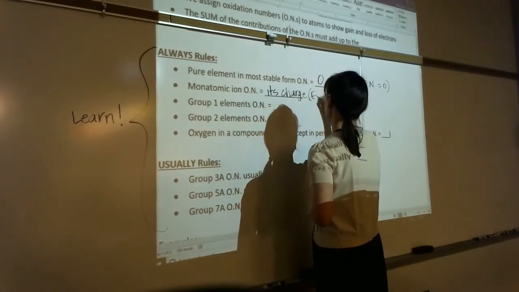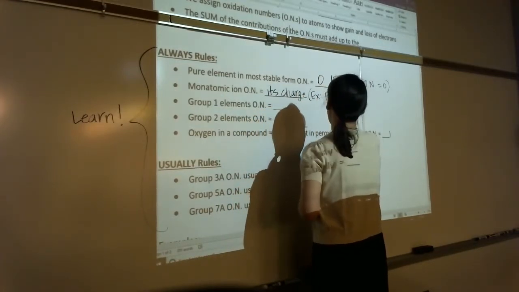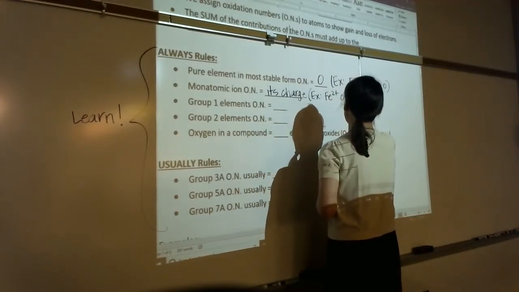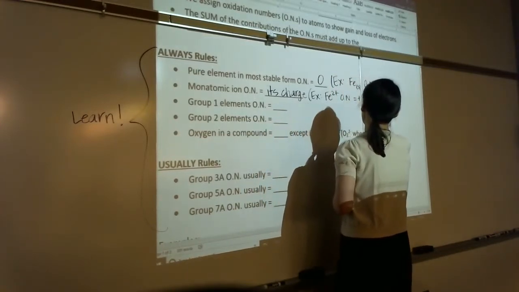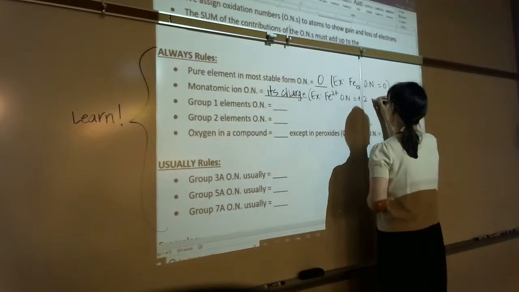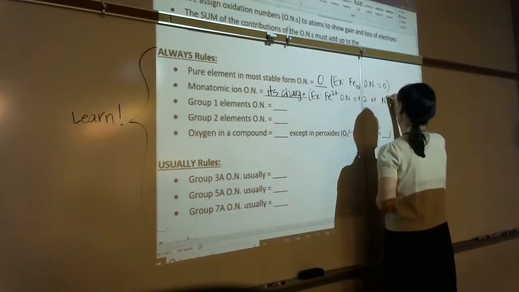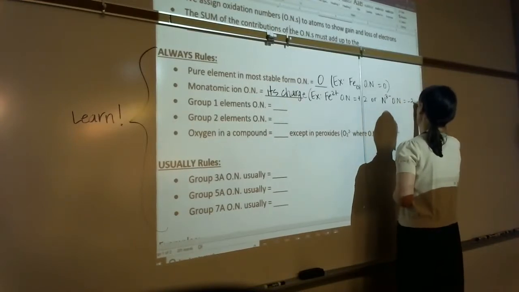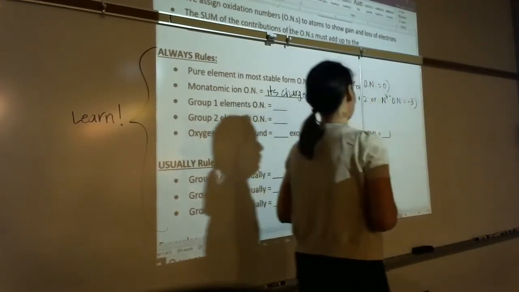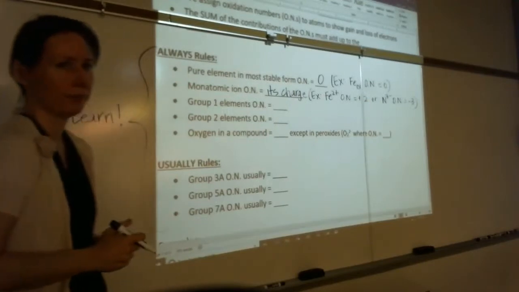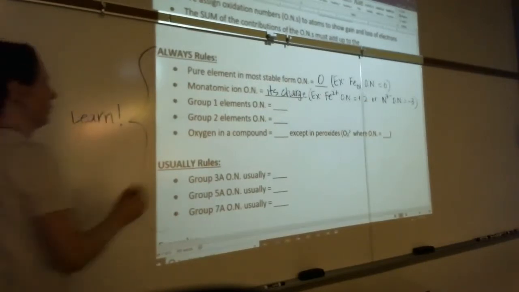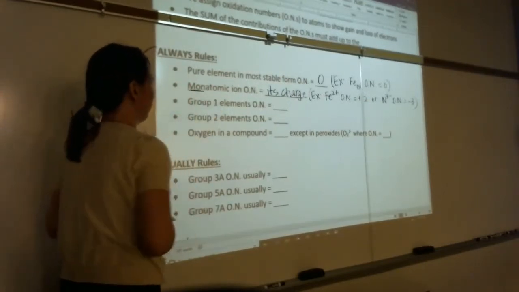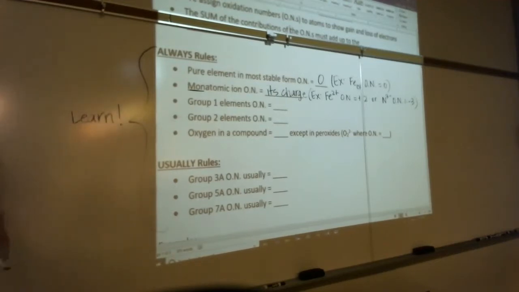So for example, Fe2+ has an oxidation number of +2. For N3-, the oxidation number is -3. So if it's a monatomic ion, keyword there being monatomic, the oxidation number is just its charge.